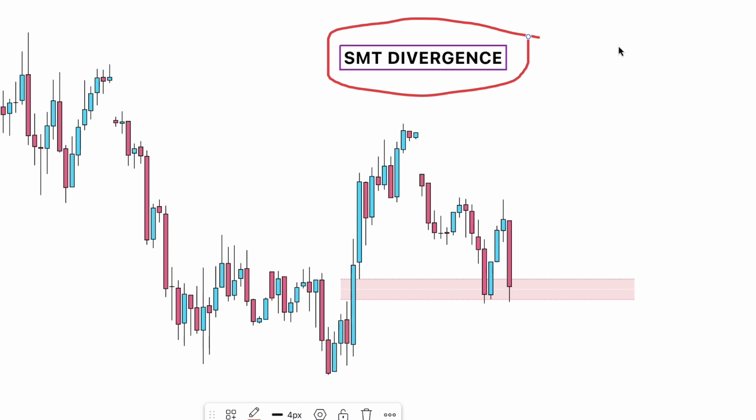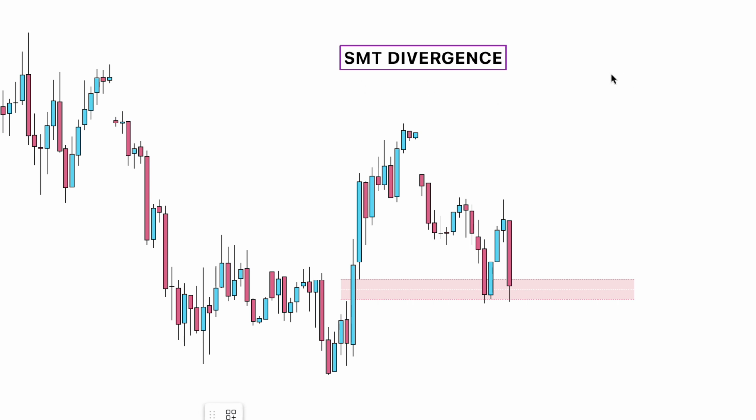All right, so let me show you what exactly is SMT divergence. For those of you who have never heard of the word SMT divergence, it simply means smart money technique divergence. This is something the smart money use almost every day to take super precise trades. So let me show you how it works. And for those of you who have ever traded anything called a divergence strategy in the market, this concept is somehow similar to it, but this one is a bit advanced.